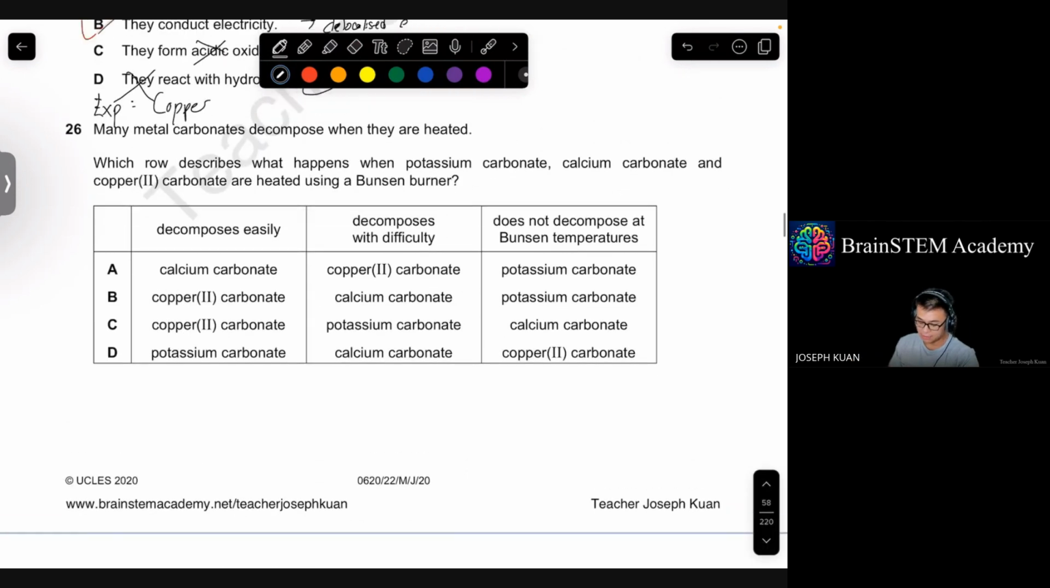Moving on to question 26. Many metal carbonates decompose when they are heated. Which row describes what happens when potassium carbonate, calcium carbonate, and copper 2 carbonate are heated using a Bunsen burner?